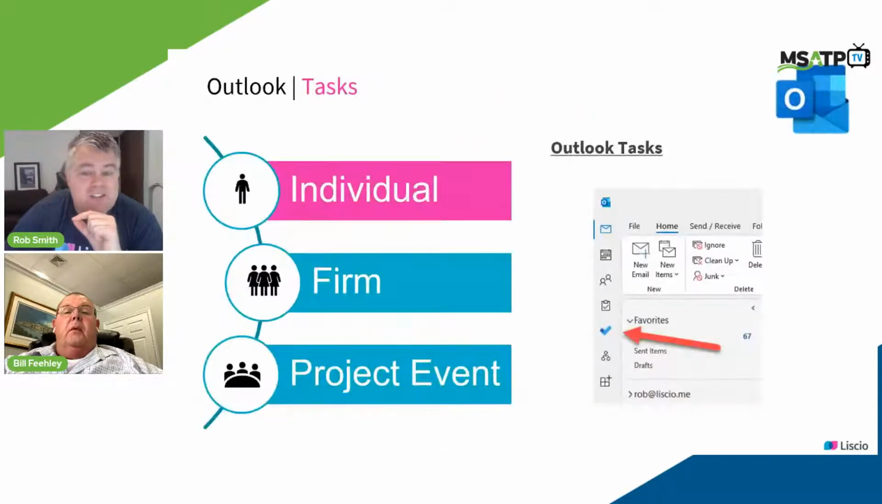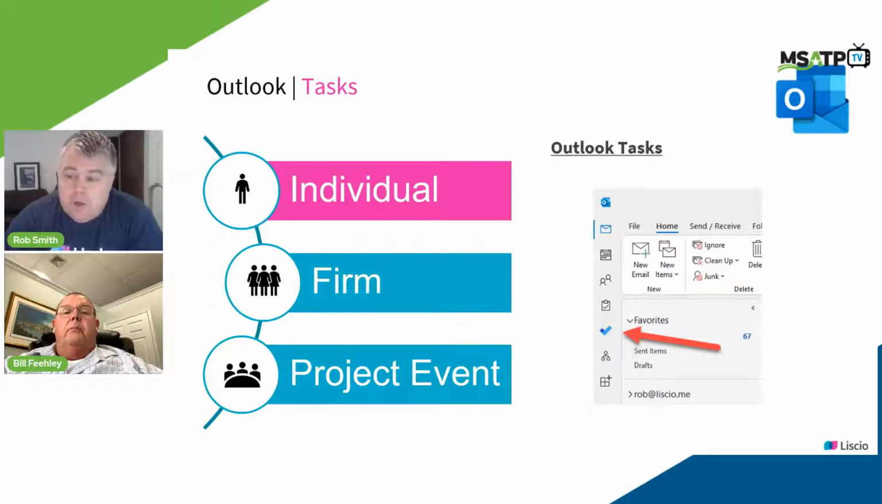Okay, now which tasks are we talking about? We're not talking firm. We're not talking project or event. We're talking just your individual tasks today, Bill. So forget all those other types of tasks. All I'm focusing on is tasks that you need to do for you and nobody else. Okay. The bucket we're going to use is Outlook tasks.